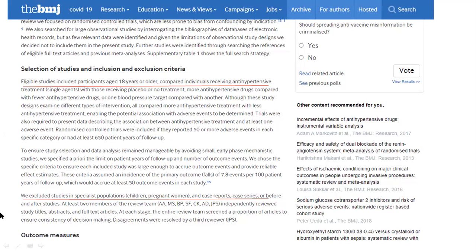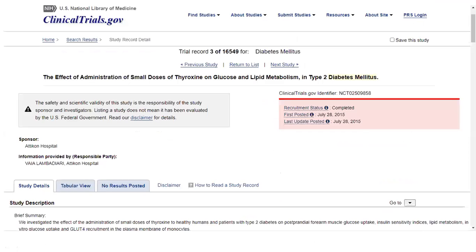And what did they exclude? They excluded the specialist population, children, pregnant women, and they also excluded case reports, case series, or before and after studies. They only tried to include those studies where an adult patient was given one treatment. If it was given in pregnancy, they excluded it, saying no, we don't want to include it. Or if there was a case report or a case series, they didn't want to go ahead with that.